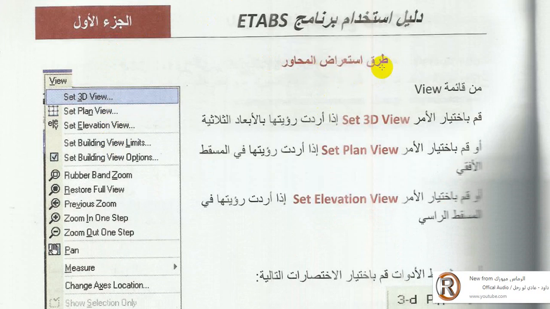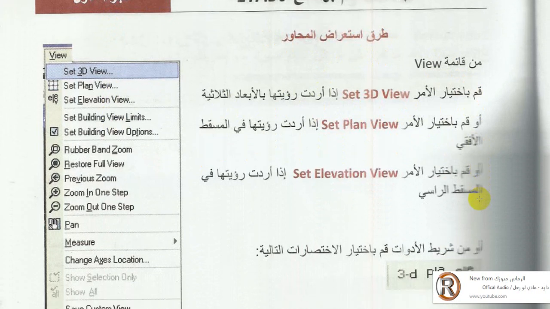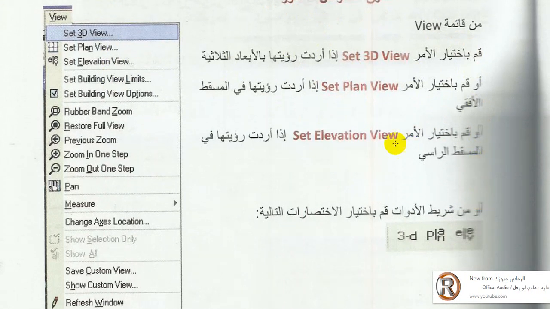The ways to demonstrate the axis: from the view menu, select the command Set 3D View if you want to see them in 3 dimensions, or select the command Set Plan View if you want to see them in the horizontal map, or select the command Set Elevation View if you want to see them in top view.